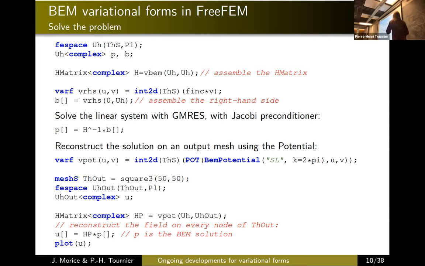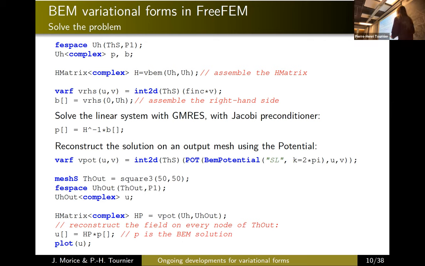And now if I want to reconstruct my solution U of the Helmholtz equation in the volume anywhere in the 3D space, I can build an output mesh on which I want to compute my solution U, for example here square three. This is the surface mesh, and then I will build the discretization of the single layer potential. You remember I said that I will use the single layer potential to reconstruct my solution U. So this basically is a rectangular matrix now, discretizing the single layer potential.